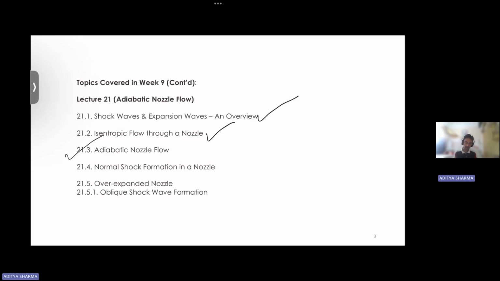And then there is this over expanded case. The over expanded case is nothing but when your exit pressure from your flow is less than your back pressure. So in that case, we get to see oblique shock waves at the exit of the nozzle.